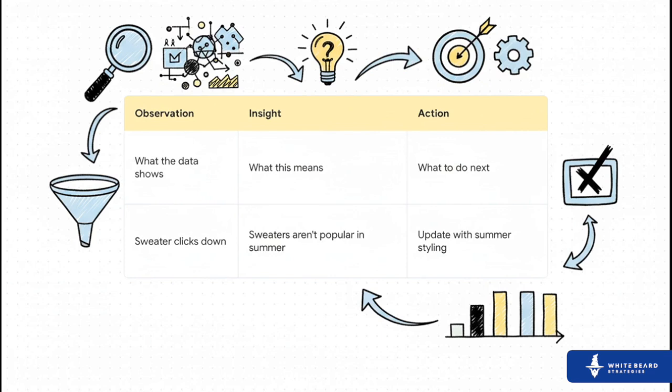Okay, so the secret to cutting through all that chaos is actually a really simple but super powerful framework. It's all about moving from observation, which is just, what does the data show, to insight. What does this actually mean for the business? And then the most important part, action. What are we going to do about it? This right here is how you make your data start earning its keep.